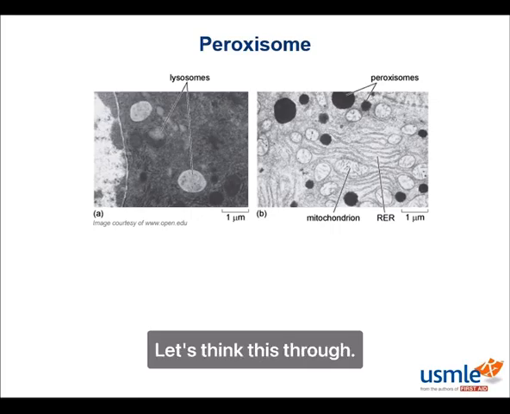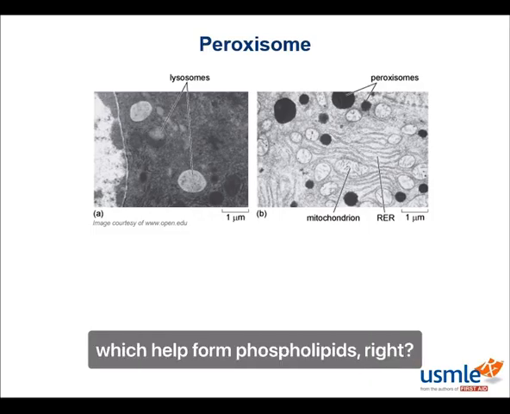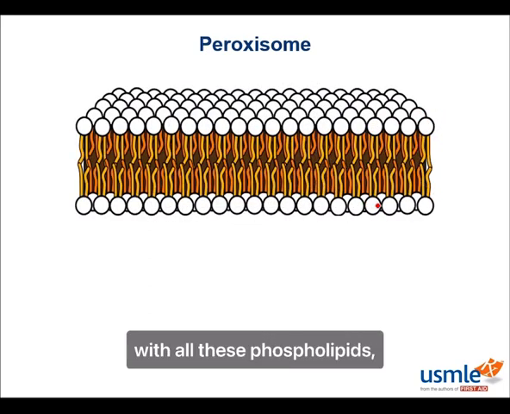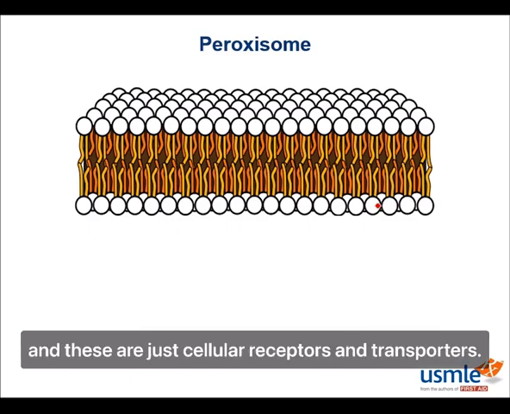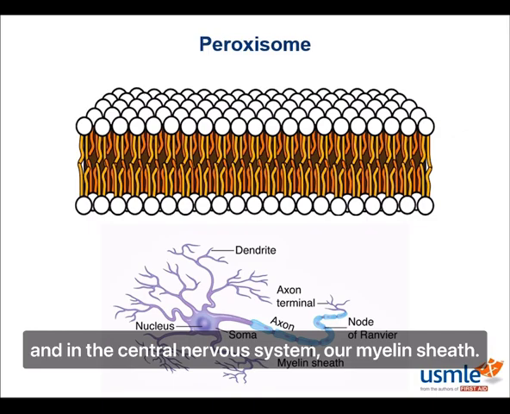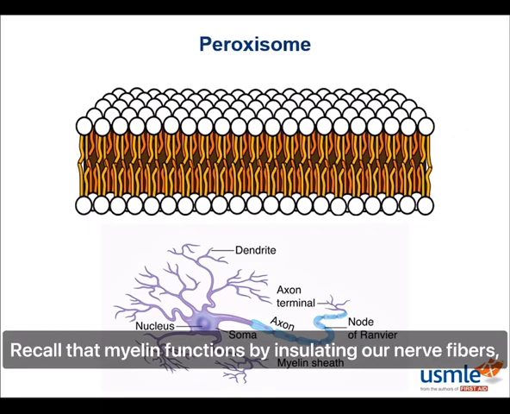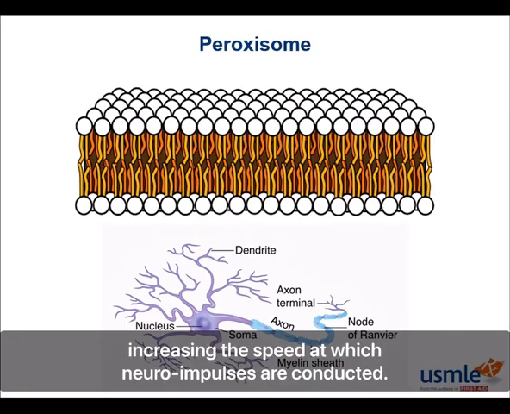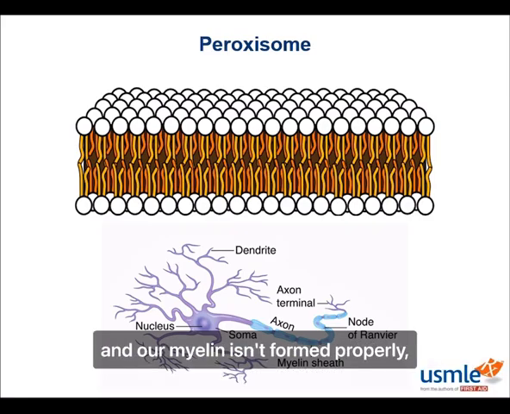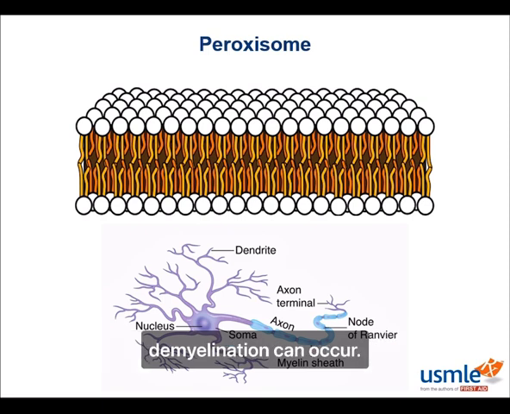Let's think this through. Peroxisomes are used in cholesterol and fatty acid synthesis, which help form phospholipids, right? Here you see a cellular membrane with all these phospholipids, and these are just cellular receptors and transporters. Phospholipids are major components of our cellular membranes and in the central nervous system are myelin sheath. Recall that myelin functions by insulating our nerve fibers, increasing the speed at which neural impulses are conducted. So if our peroxisomes are not functioning properly and our myelin isn't formed properly, demyelination can occur.